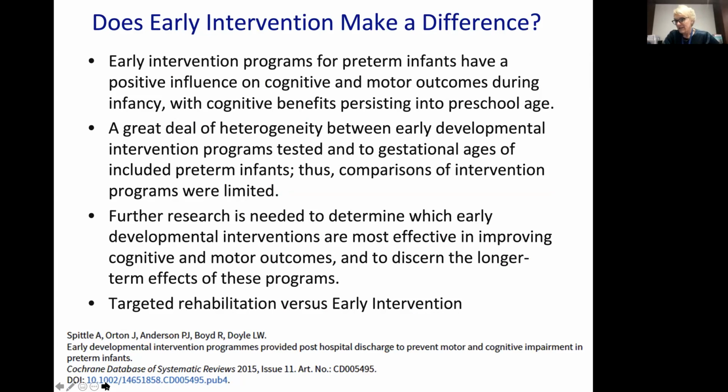Does early intervention make a difference? Does it help if we identify injury and put extra rehabilitative help in? Well, of course, that study, as I said, has really not been done, but what has been done is look generally at early intervention programs for preterm infants, which vary greatly in their content, but they have all shown a trend towards a strong positive influence on cognitive and motor outcomes during infancy, with the cognitive benefits particularly persisting into the preschool ages. What we think is that future research is really needed to determine which developmental interventions are going to be most effective, and particularly to turn that in a targeted way.